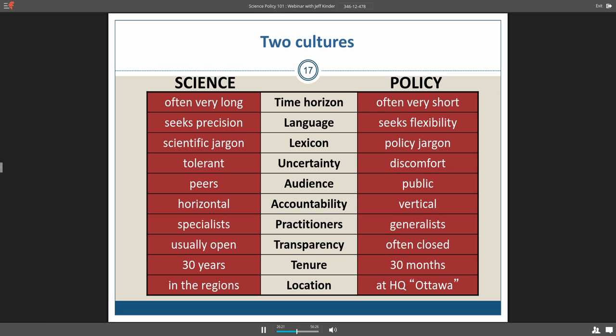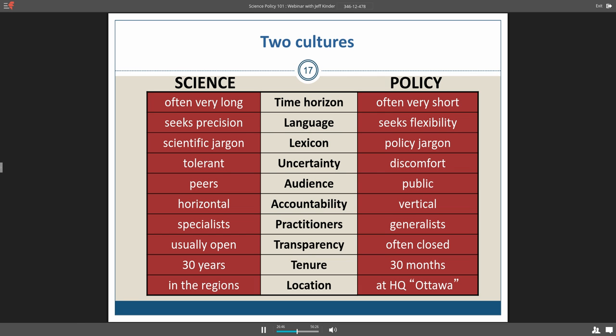Transparency is another one. Obviously, at least in the academic setting, science is usually positioned as a very open process. We publish our results in the open academic literature. On the policy side, it can sometimes be a bit more closed, particularly at the level of cabinet decision making. That's usually a much more closed process.